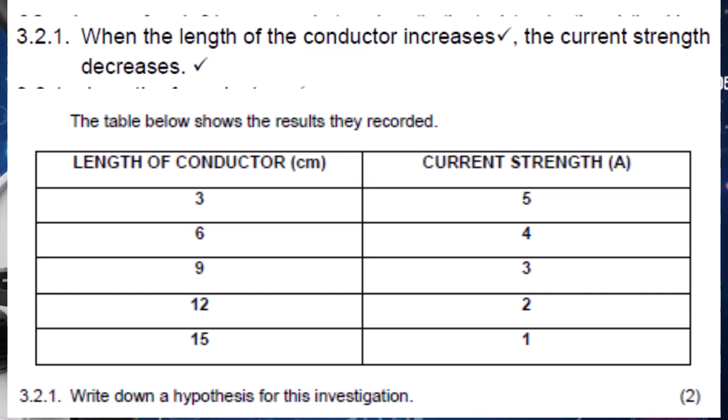But why does a longer wire reduce the current? Let's dig into that. Think of the wire as a pathway for the electrons. The electrons don't just flow freely, they bump into the atoms that make up the wire. This bumping is resistance. Like friction for electrons.